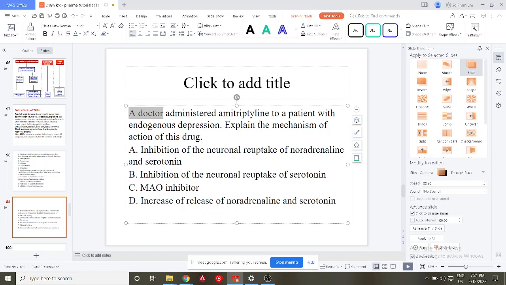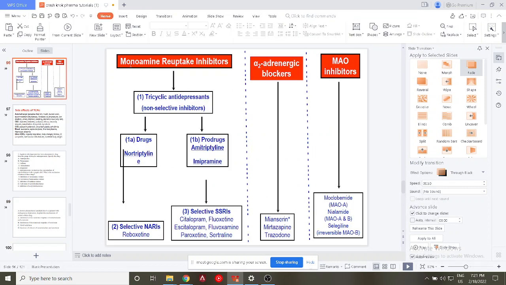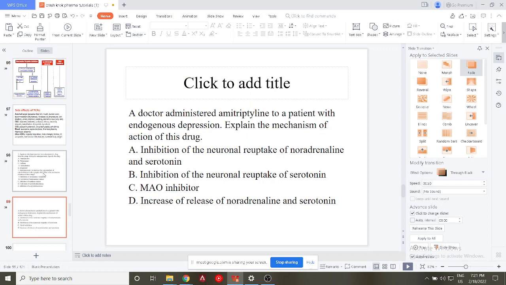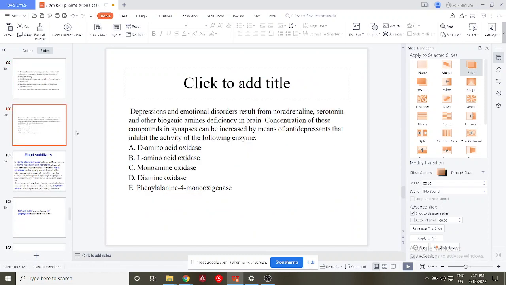A doctor administered amitriptyline to a patient with endogenous depression. Explain the mechanism of action of this drug. It is a monoamine oxidase inhibitor. Yes, that's correct. So we can see it here. So monoamine reuptake inhibitors, we have TCAs. So yes, your answer is correct. Okay, so last question.